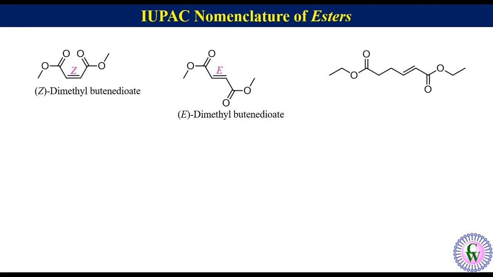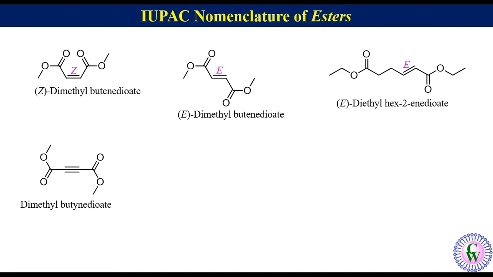In this example, the two R prime groups are ethyl. Parent chain has 6 carbon atoms with a double bond at C2 having E configuration. So it will be named as E diethyl hex-2-enedioate. Acetylene dicarboxylic acid dimethyl ester will be named as dimethyl butynedioate.